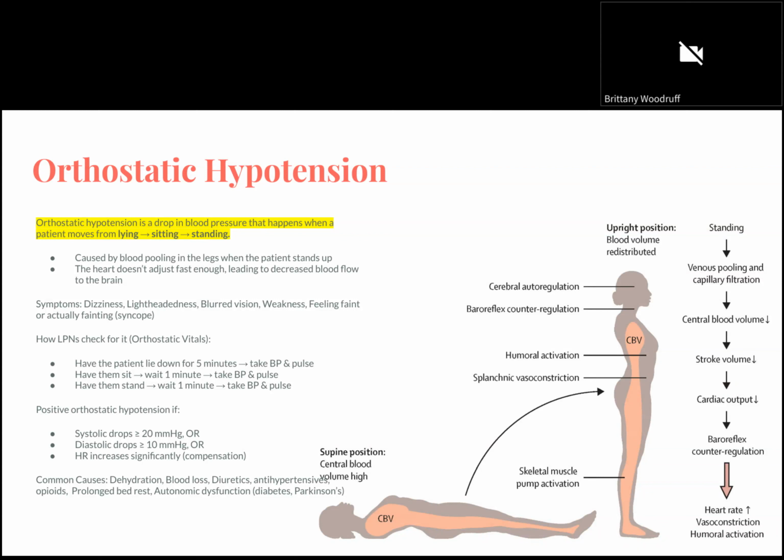First, you measure the patient's blood pressure lying down. Then you measure it when they're sitting. And finally, you measure it when they're standing. There's a significant difference between certain measurements, and it's indicative of orthostatic hypotension.